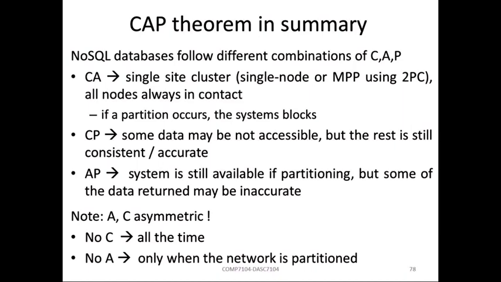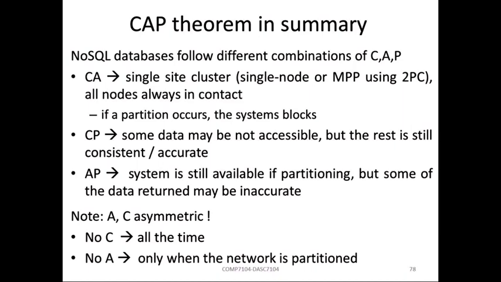Some data, in some situations when we have a major failure or a partition, may not be accessible, but the rest of the data remains accessible and accurate, consistent. And we have AP systems where we drop the C, we give up strong consistency, and so the system is available even in the case of major failures or network partitions, but some of the data that may be returned in such situations may be inaccurate.